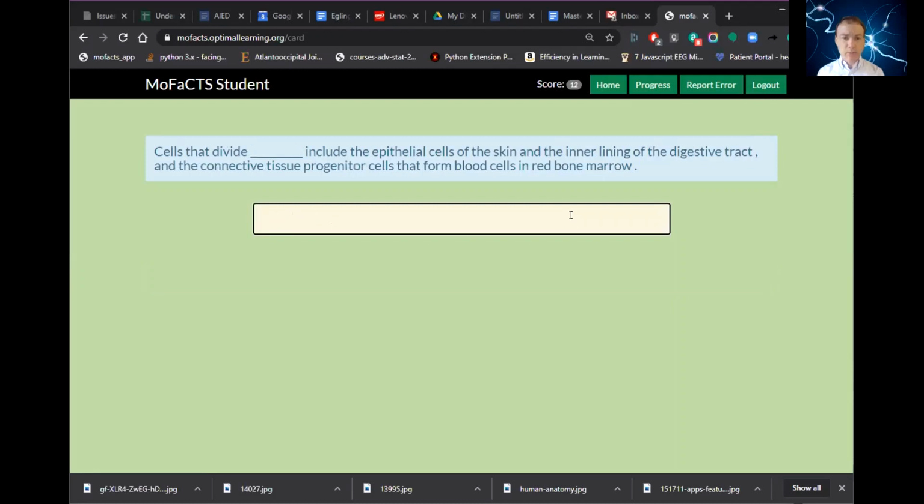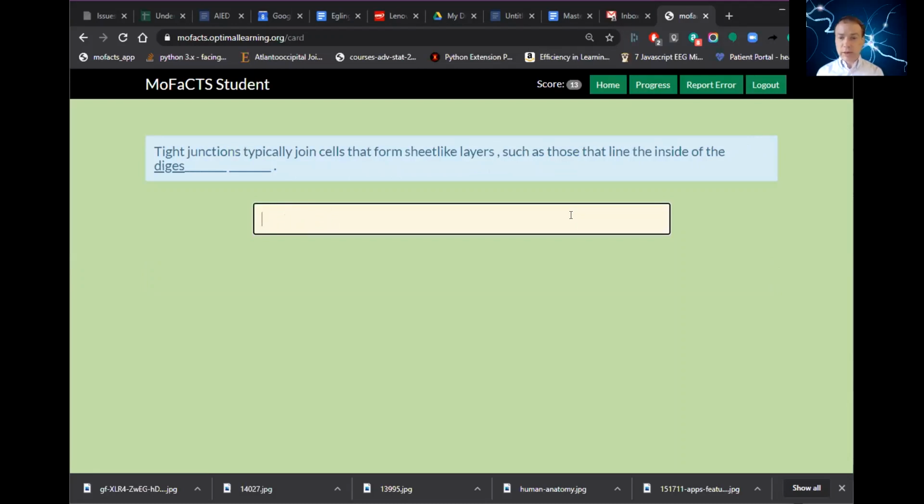Cells that divide blank include epithelial cells. Okay, that's the continuously, because I remember that the cells of the skin do that. These other cells, yeah. Tight junctions typically join cells that form sheet-like layers, such as those that line the inside of the digestive tract.